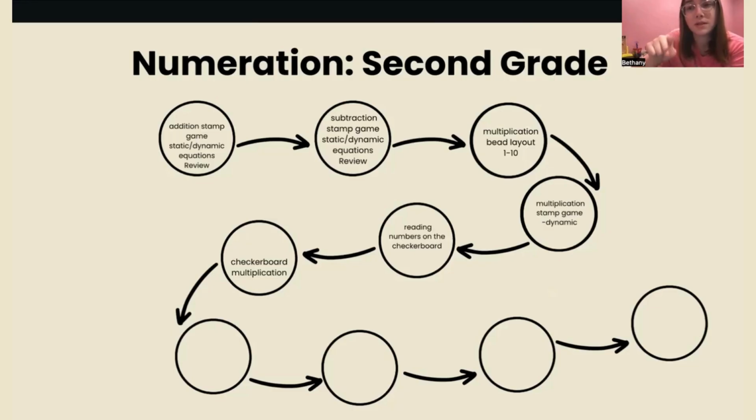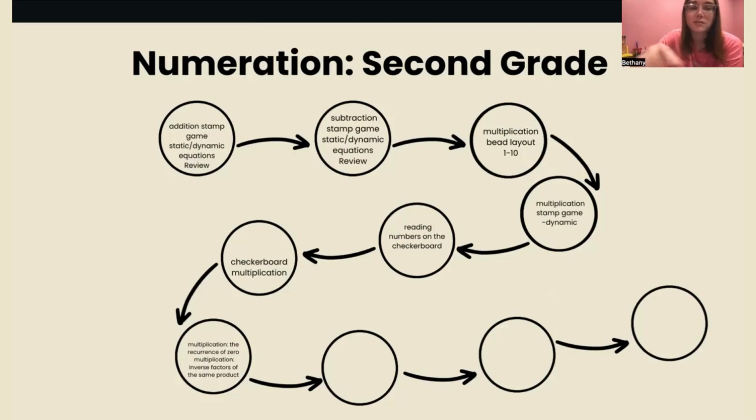The second one would probably be the large bead frame. And then, of course, I put addition and subtraction stamp game, but you could always do the short bead or the small bead frame too for those. But with the students I've had, they don't like the bead frames. They would rather have the stamp games. And yes, the checkerboard is first.